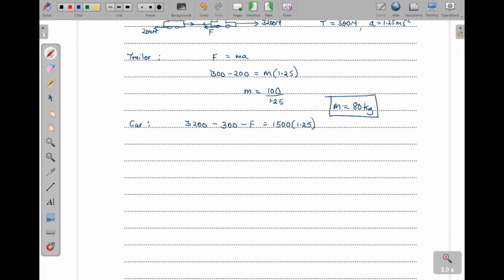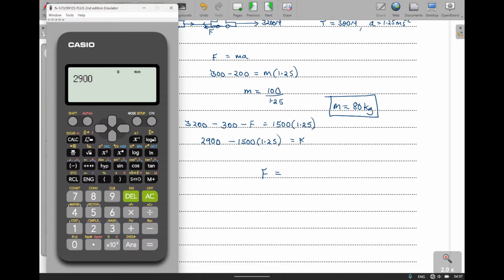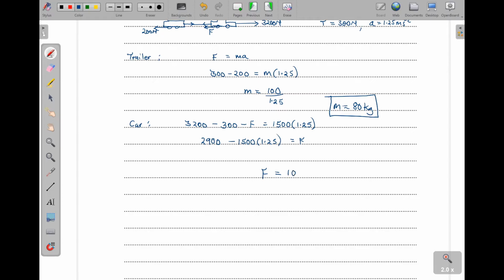So here we shall have 3,200 minus 300, which gives us 2,900. I will take this to this side, so it will become a minus 1,500 into 1.25, which will give us the F. Simplifying everything in the calculator, F becomes 2,900 minus 1,500 into 1.25. It gives us 1,025. So F is equal to 1,025 newtons.